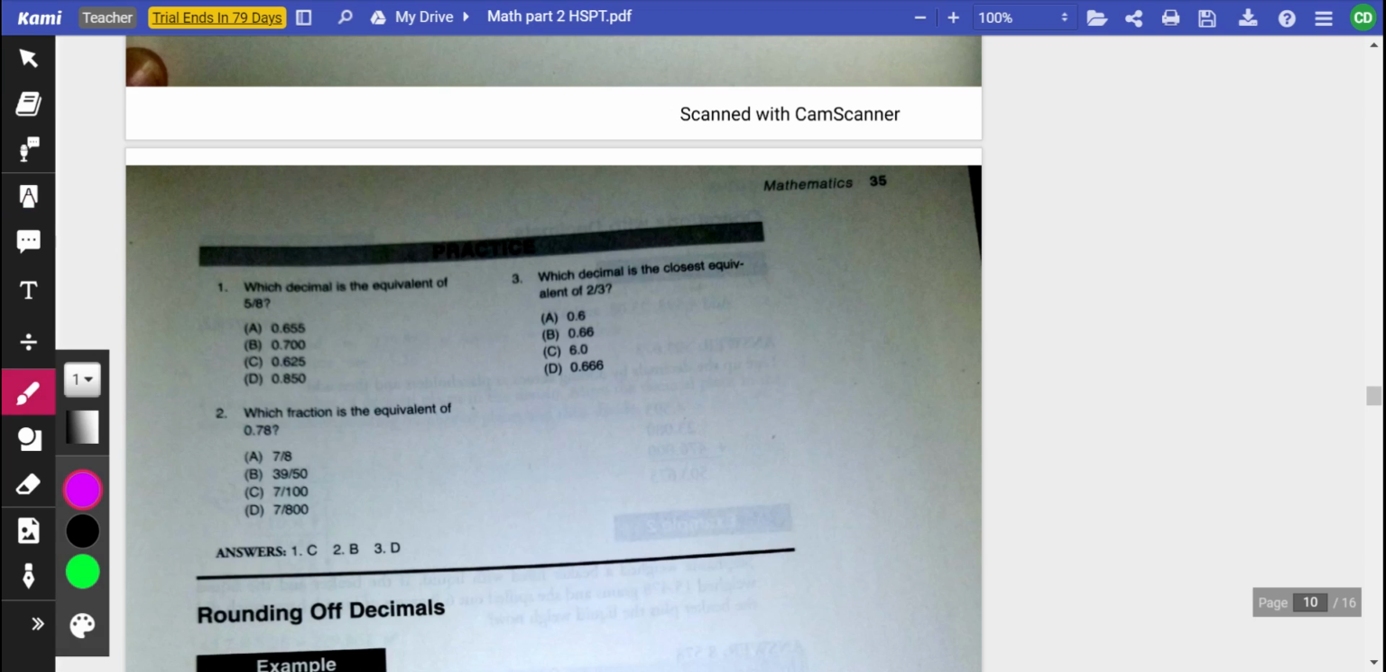So we're going to look at number 1. Number 1 says, which decimal is the equivalent of 5/8? That means I'm going to do a little bit of division. So 5 goes inside the box, 8 goes outside. How many groups of 8 can go into 5? None. So I need to put a decimal and borrow. So then I end up with 8 into 50. 8 can go into 50 6 times, right? Which gets us 48. So I already know this is not an answer.